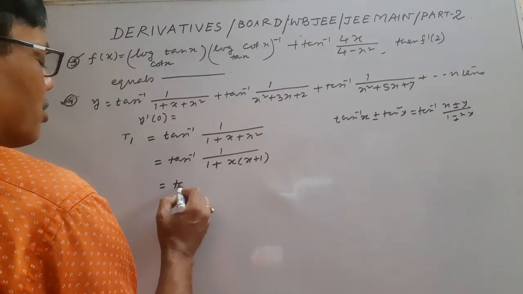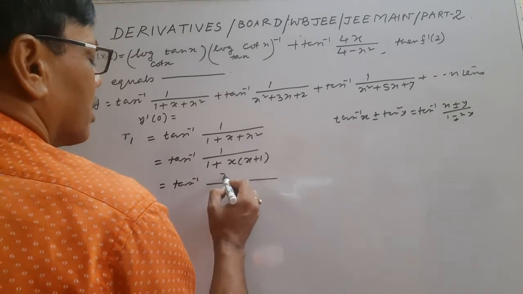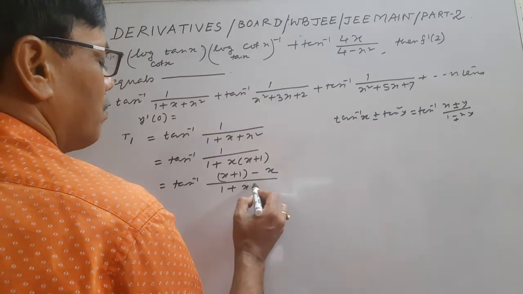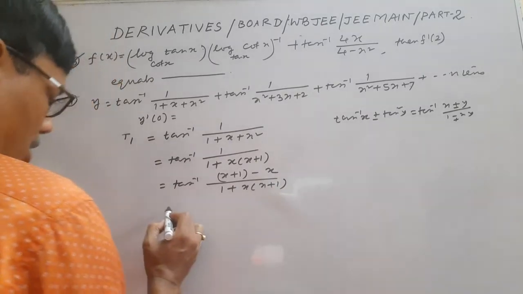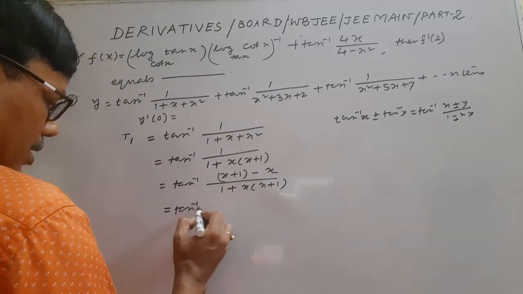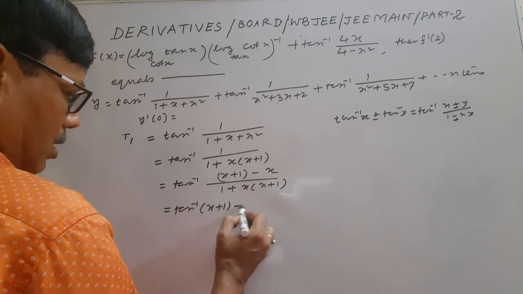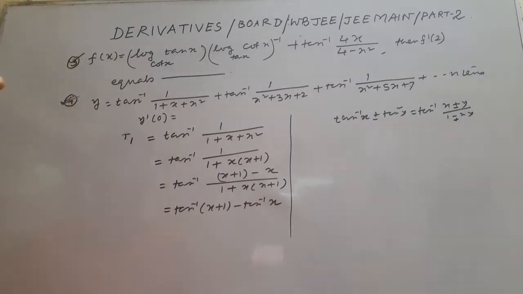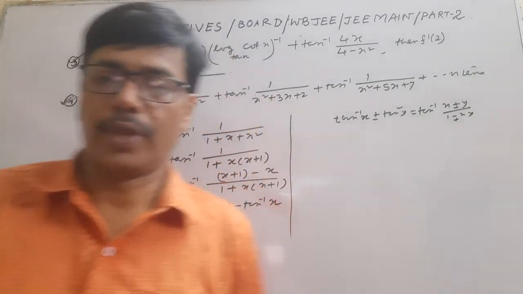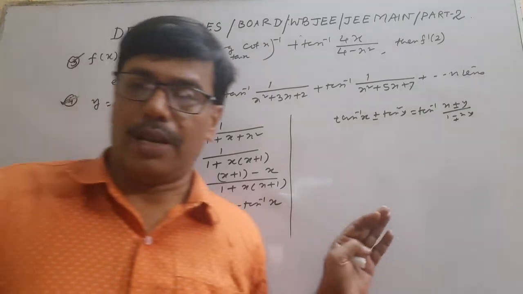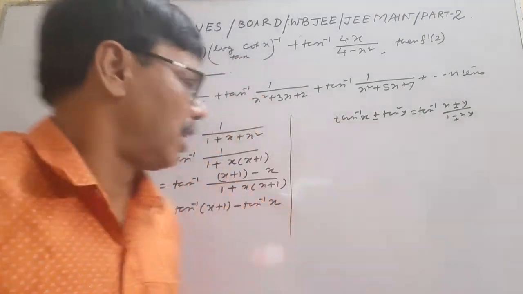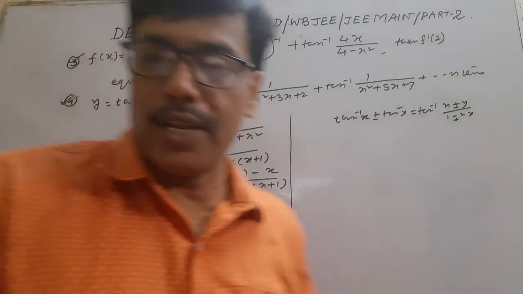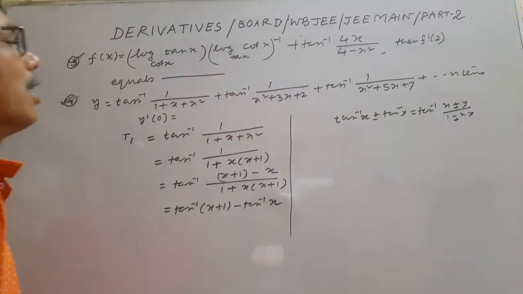Our main aim is to write each term as a difference of two terms. So write this one, x common. Now this one is tan inverse (x plus 1) minus x by 1 plus x(x plus 1). So this is tan inverse (x plus 1) minus tan inverse x. So this is T1. So this is our main aim: try to write this relation as a difference of two terms.